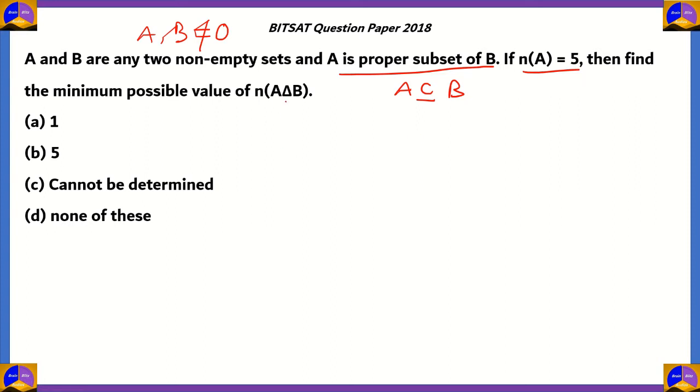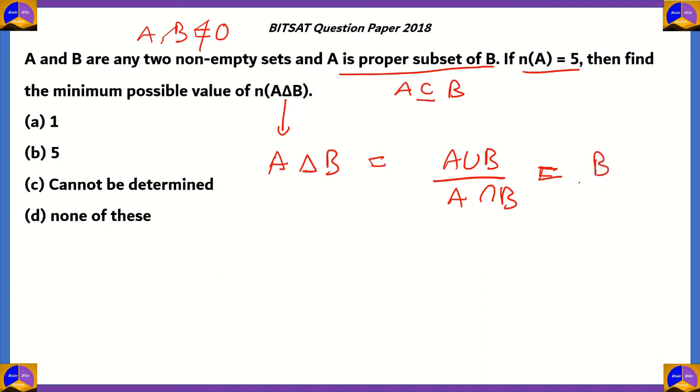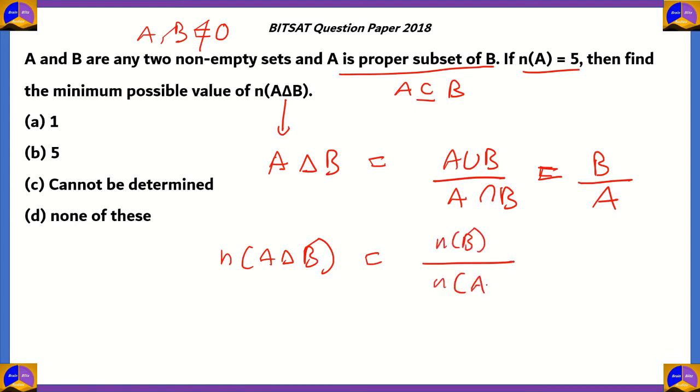So now we need to know the operation A delta B. So A delta B is the quotient of A union B divided by A intersection B, which can be written down as B divided by A. So therefore n of A delta B can be taken down as n of B divided by n of A.